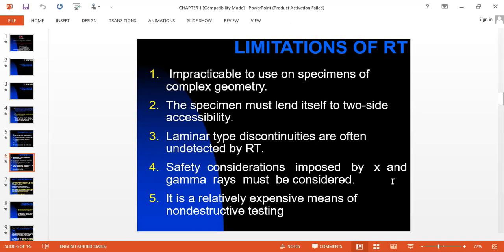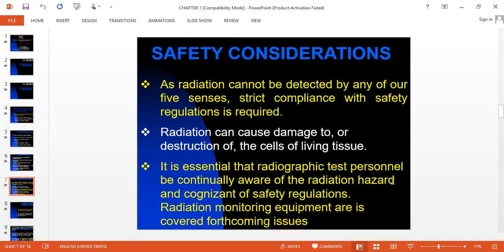For safety consideration, X-ray and gamma ray both are ionizing radiation, so it is harmful to our body, harmful to humans, to human tissues. It is a relatively expensive means of non-destructive testing because the initial cost is high, because the cost of an X-ray machine and gamma ray equipment is high as compared to other methods. Safety considerations are also there, as radiation cannot be detected by any of our five senses. Strict compliance with safety regulations is required. Radiation can cause damage to or destruction of cells of living tissues.